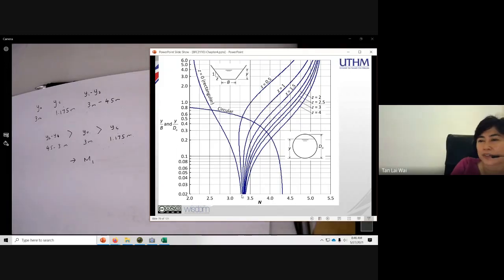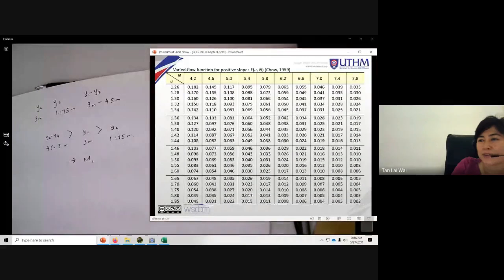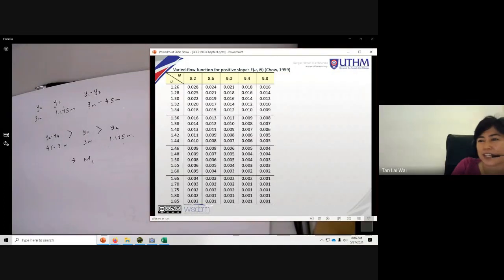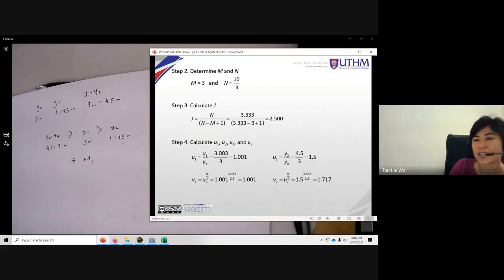Alright, so let's go back. By now you should know what your M and N are already. Our M is 3 and our N is 10 divided by 3, which is 3.33. So you have 10 over 3. Now step 3, calculate J. Straightforward. If your M and N are correct, then your J will be correct. If your N is incorrect and M is incorrect, then you are going to have trouble throughout. So be careful.